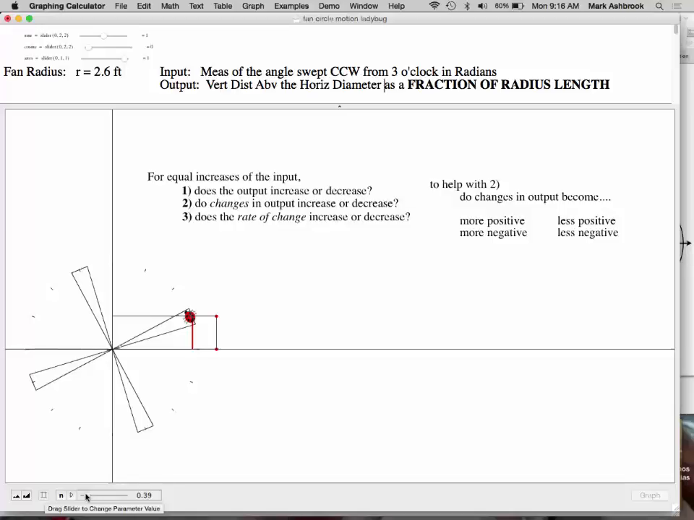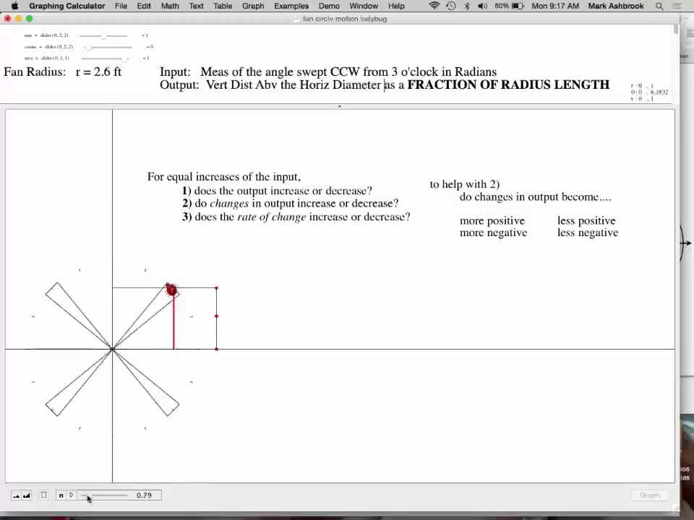And so we asked, did the output, that vertical distance, increase or decrease? Did the vertical distance above the horizontal diameter increase or decrease? Increase. It went up. It increased. Okay. But to answer questions 2 and 3, we have to have comparison of changes. So I'm going to do another change. So here's the next change of pi over 8 radians of angle measure.